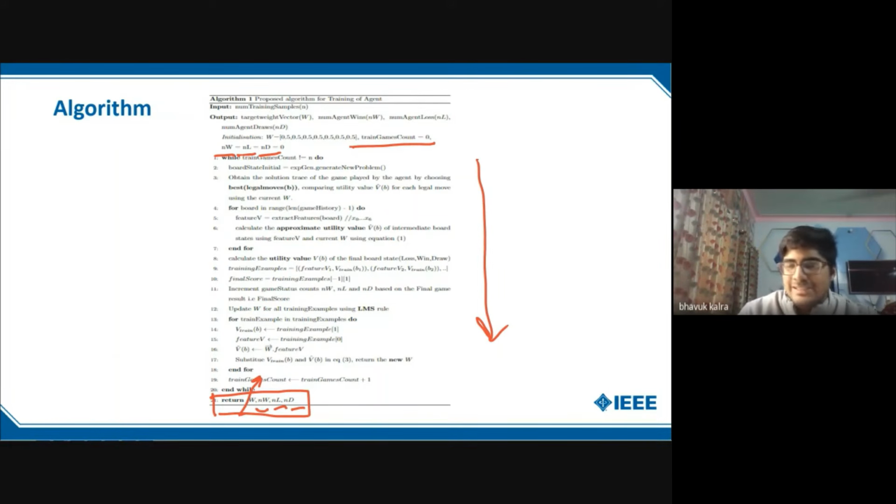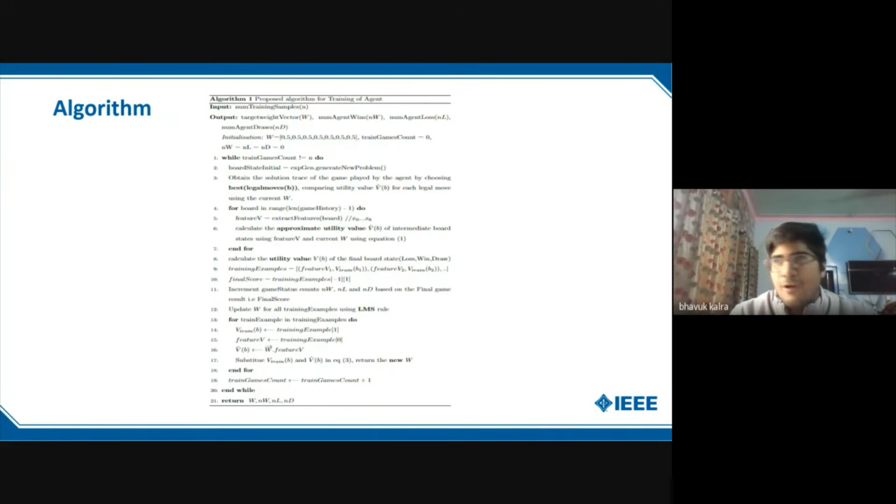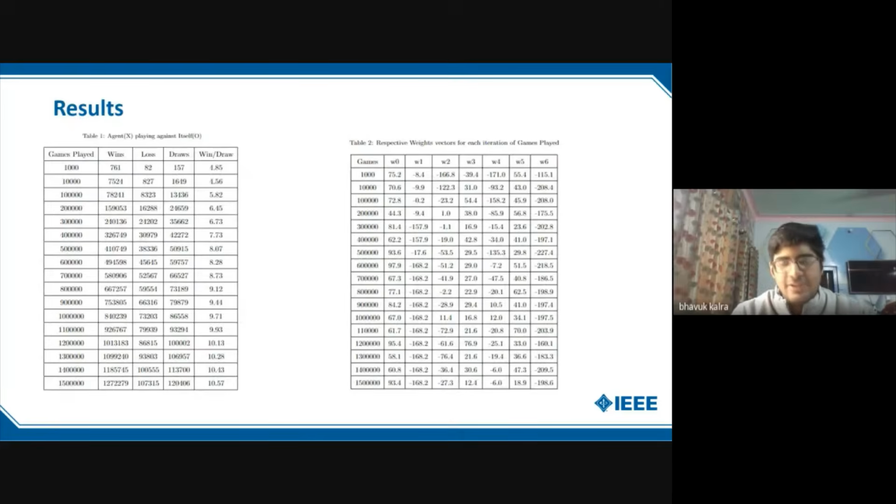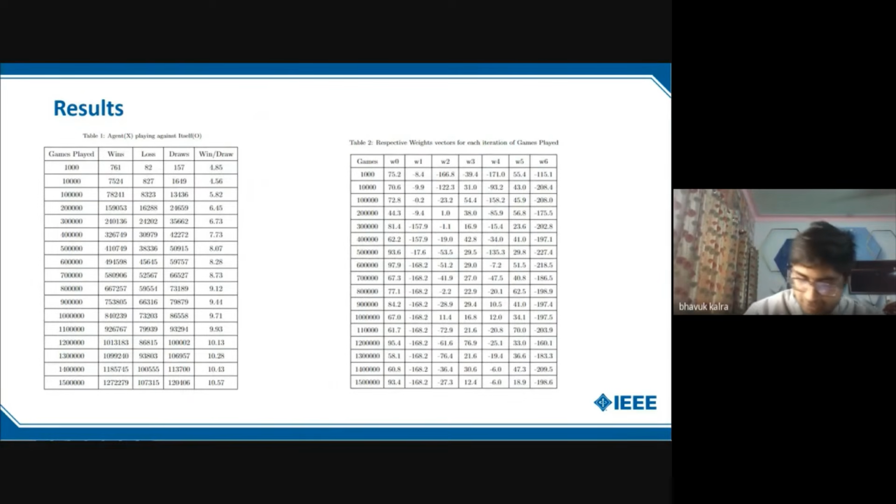Now we'll be comparing the results after the number of games played and the results that we got. So this is a table explaining the results that we got. If you train the agent over 1,000 games, the number of wins got was 761, 82, and 157, out of which the win draw ratio was 4.85. So win draw ratio is the metric that you can check how the agent is performing for you.